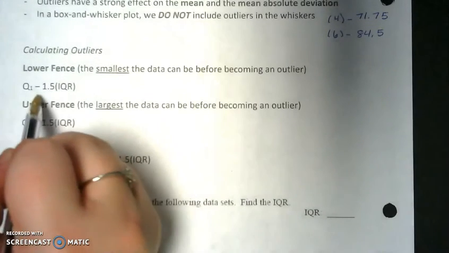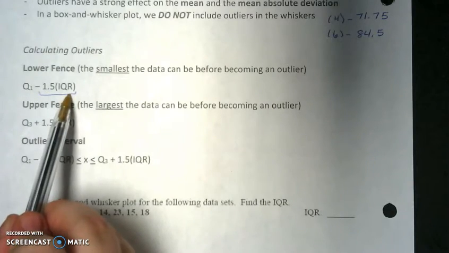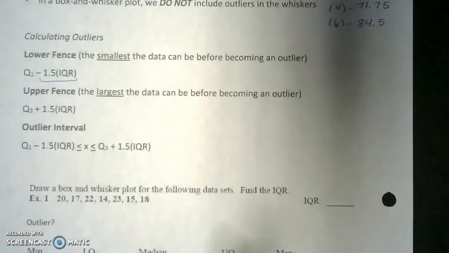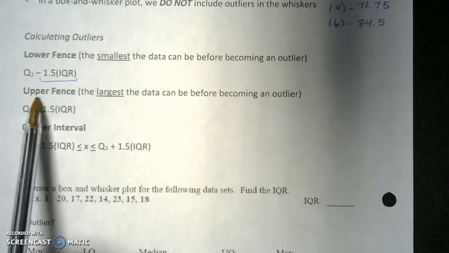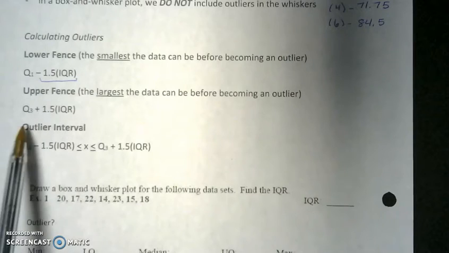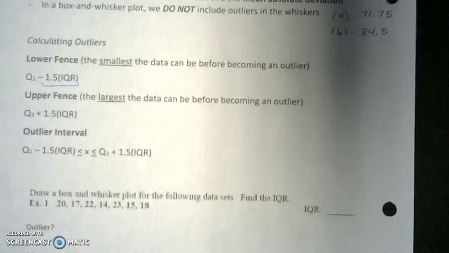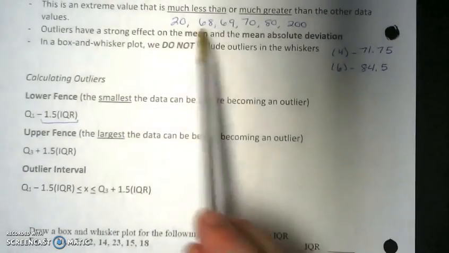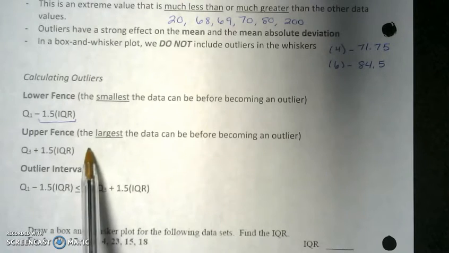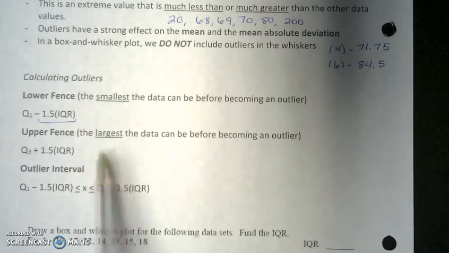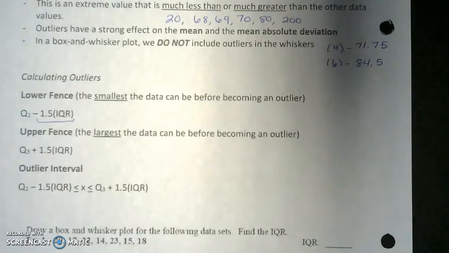Now this part, you just have to know, is it's always going to be 1.5 times the IQR of the data set. Now the upper fence is the largest the data can be. Since we're doing the upper fence, we're using the upper quartile, and that's why we're adding. So we're going to use the data set that we have originally, and find our lower fence and our upper fence to see mathematically that this 20 and this 200 do not belong.